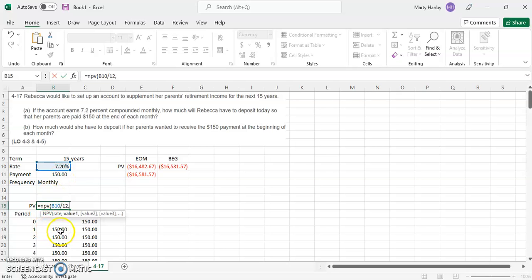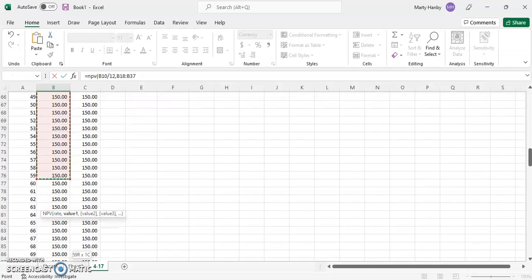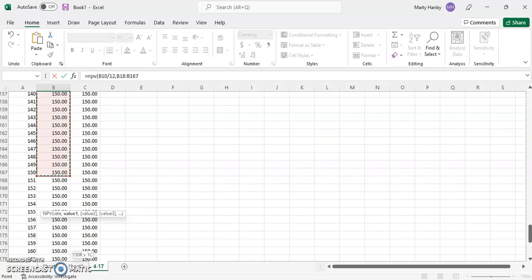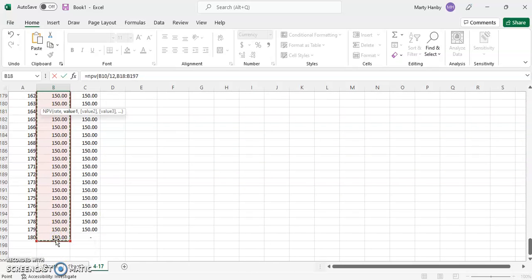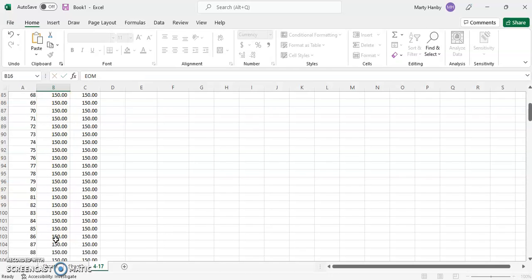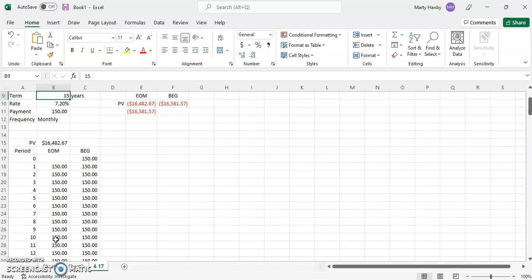Now we pick up all our values. It's kind of a pain when you have 180 values, but anyway, up here, $16,482.67, which is exactly what we got before.